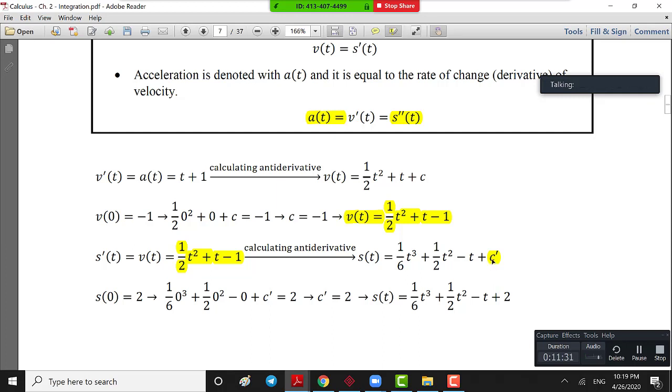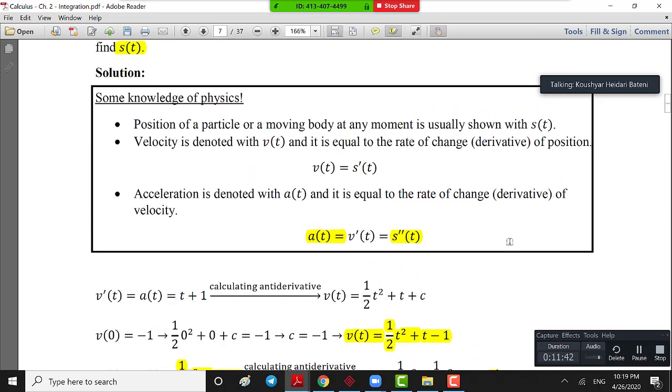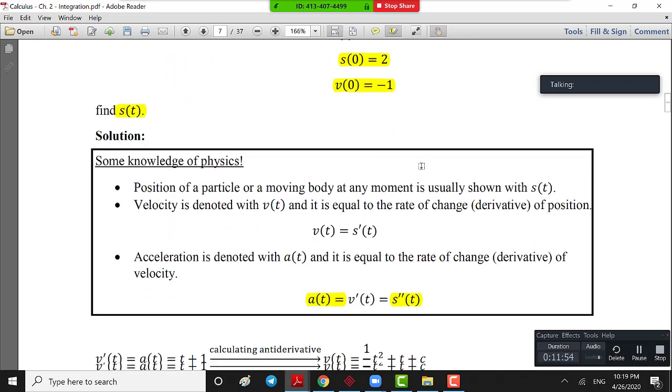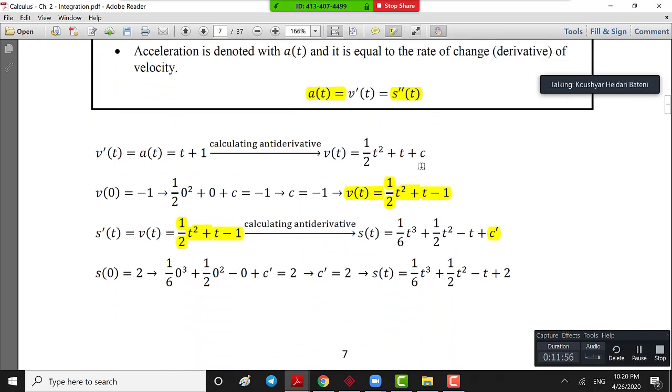Now, we have to determine this undetermined constant, C prime, using what? If you pay attention, there is another initial condition that we can put into use here. S at 0 equal to 2. Now, if we use that, S at 0 equal to 2, what is the result?